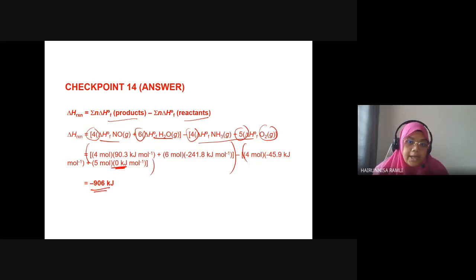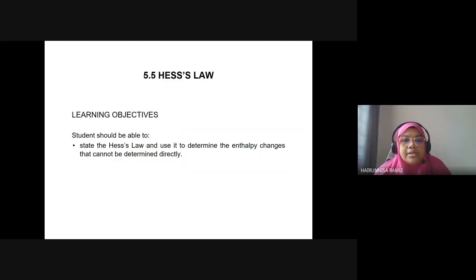So, so far clear direct method, you just masukkan, substitute the data into the equation. Yang penting you faham, kalau direct method, dia akan bagi dalam bentuk formation. Selain benda formation tak boleh. You tak boleh guna cara direct method. You kena guna cara lain. Where cara itu kita namakan the indirect method, where nama dia Hess's law.